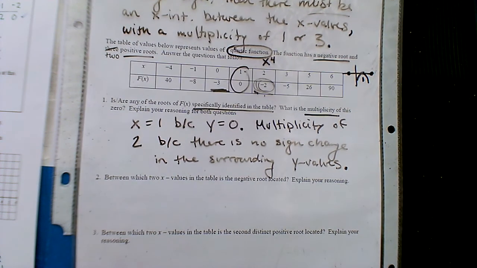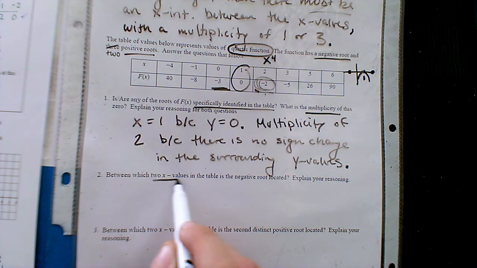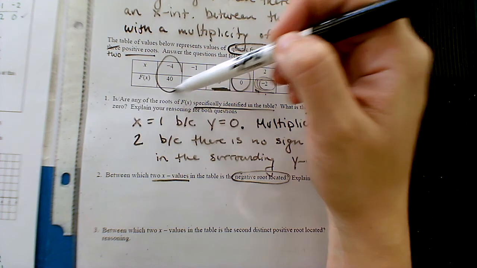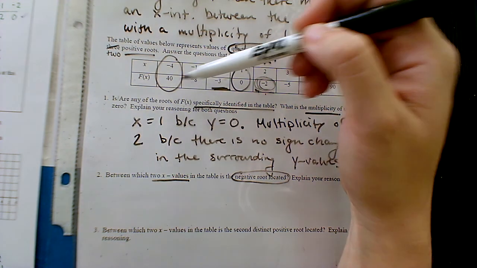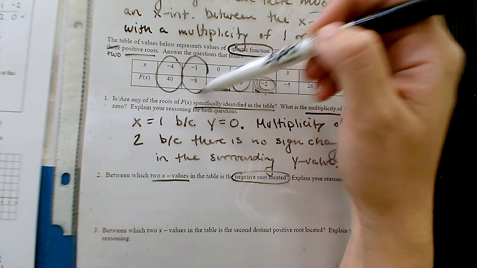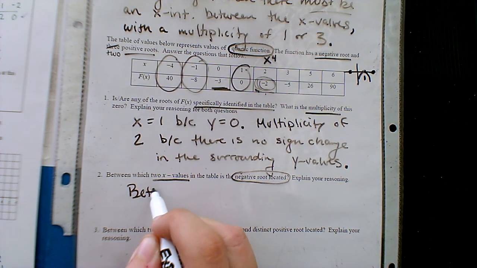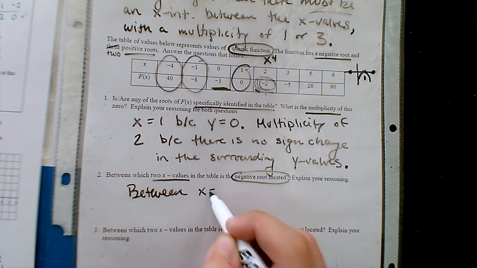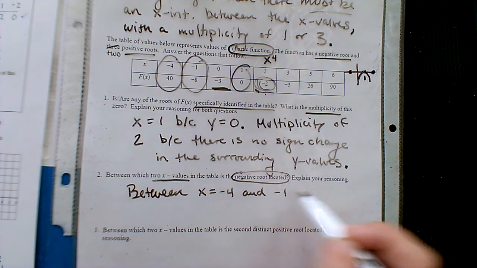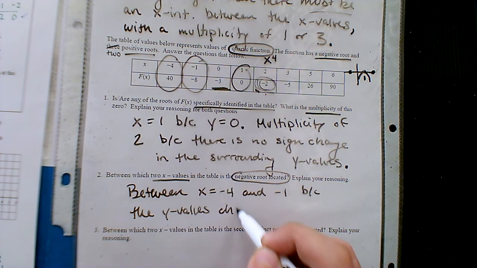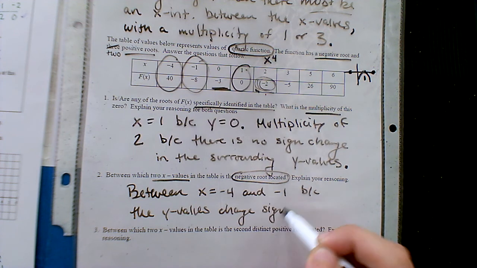All right, let's try number 2. Between which two x values is the negative x-intercept located? Can we look at the table? What do you think, Eli? Negative 4, negative 1. So why those two? Because if you look at the y values, it changes signs. There we go. So between x equals negative 4 and negative 1, because the y values change sign.